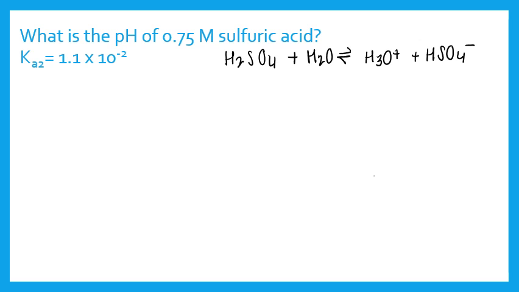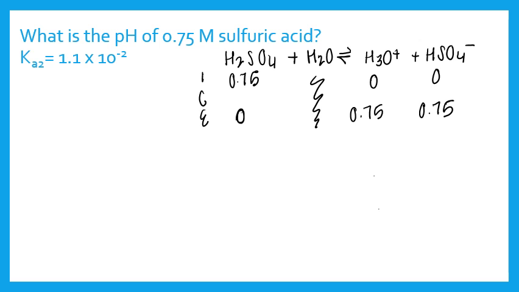HSO4 minus. So ice table, our best friend, we have 0.75, don't care about water, 0, 0. And actually, because it's 100% dissociation, we know at equilibrium we are going to have none of this left, but it is going to 100% dissociate. So our x is equal to our starting material. So we know after the first dissociation, we have 0.75 molar of our H3O plus.